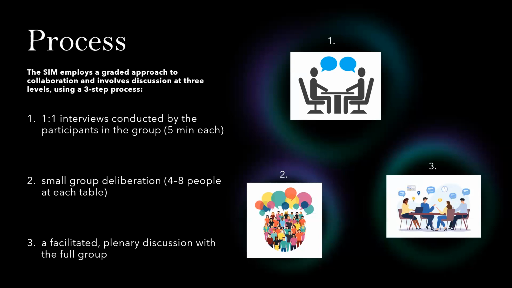The second part of SIMs is called the small group deliberation stage. Here, researchers assign participants randomly to small groups consisting of 4 to 8 people. And during these sessions, all the participants talk about the answers to the questions that they asked in the previous one-on-one sessions. Basically, people talk about what they had heard, if there were themes in what they heard, and their thoughts on what people had responded to the questions.